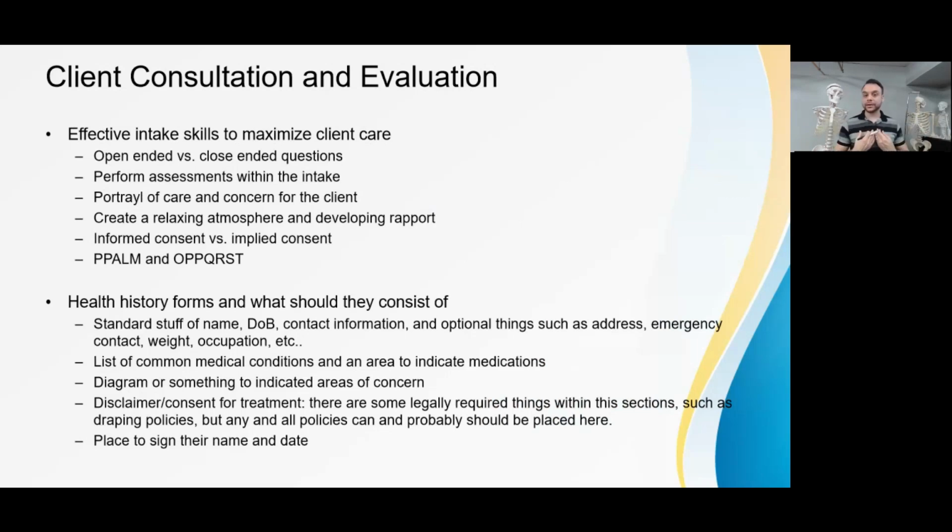So one personal thing I always suggest is to perform assessments during the intake. I've done this time and time again, where let's say a client comes in complaining about neck pain, shoulder pain, whatever, and they say it's stiff, it bothers them to move in certain directions, or they can't do full range of motion. So let's say my client says, oh man, I can't really turn my head to the right, it really bothers me. So I'll say, okay, let's do a range of motion assessment real quick.